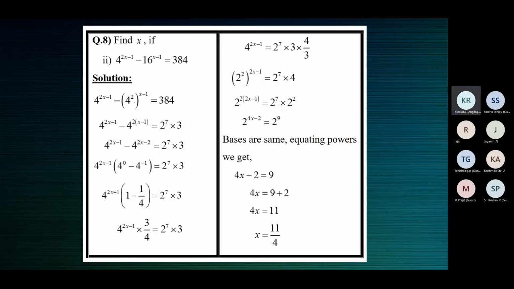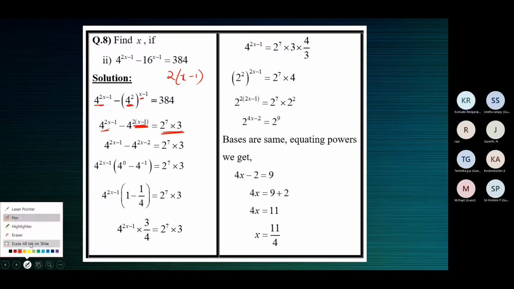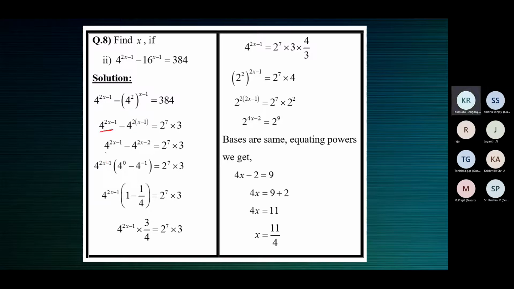So now 16 is 4 squared, to the power x minus 1, is equal to 384. Then this one as it is, here we have to multiply the powers. So you can see here I've multiplied the powers: 2 into x minus 1 is equal to 2 to the power 7 into 3. First you multiply the powers, 2 into x minus 1. Now next step, this one comes as it is. Here, 2 into x is 2x, 2 into minus 1 is minus 2, is equal to 2 to the power 7 into 3.